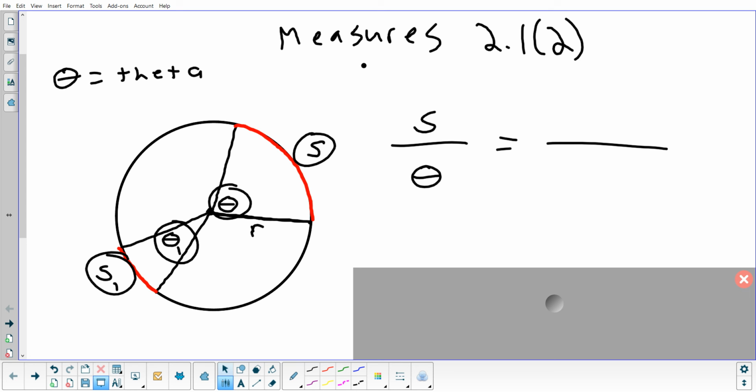Now I have to set it up the same way on this side. What's the other arc that I have labeled in this picture? Now, S1. So that would have to go in the top. And what's the other angle that I have labeled? Yep, Theta 1. So there's a proportion that we can set up that represents what's happening here. Any question on that proportion?